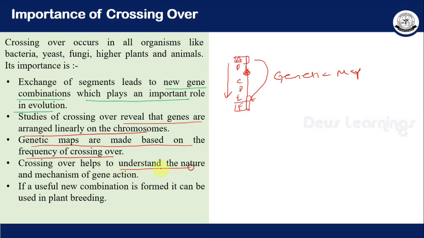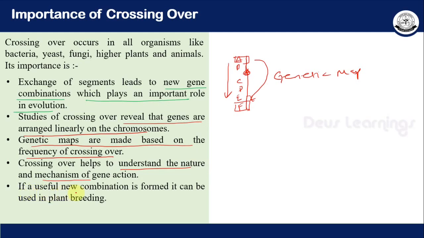Okay, then crossing over helps to understand the nature and mechanism of gene action, yeah. So because of crossing over we understand the gene's mechanism and action. For example, we get different colors, right? When we get color, we have dominant genes, so only if the dominant gene is there do we get that color, and if recessive, we don't. So that means we understand the function of that gene, because that gene is there, that's why the phenotype is there, right.